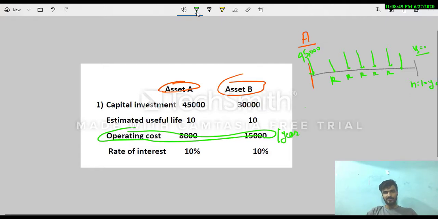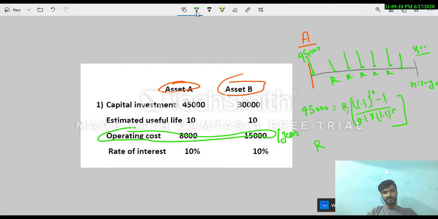So how can we calculate the annual cost for asset A? R into (1.1)^10 minus 1 upon 0.1 multiplied by (1.1)^10. From here, if you calculate, I am rewriting here RA for asset A, that is equal to 7323.54 rupees per year for asset A.